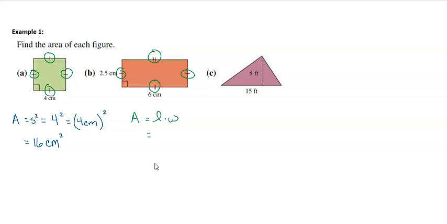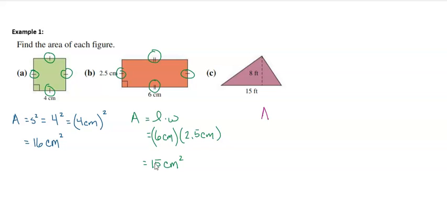All right, so we've got length, which is 6. And if you want to use the units, I'll use it a couple of times. It makes it kind of messy, but just to keep track of your units, you can do that if you'd like. And the width is 2.5 centimeters. All right, so we get 2.5 times 6, and that gives us 15. And centimeters times centimeters, that's centimeters squared. Or you can just remember that the units should be centimeters, and they should be squared because it's an area.